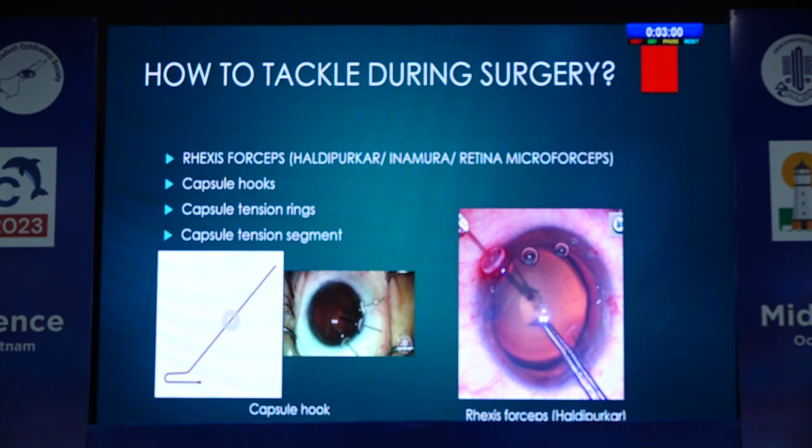Capsule hooks are very useful in these cases when the zonular dialysis is very big. CTR and CTS are also useful. When to insert a CTR and when to insert a CTS depends upon the surgery, because where the surgery goes difficult, at that step we will put a CTR.